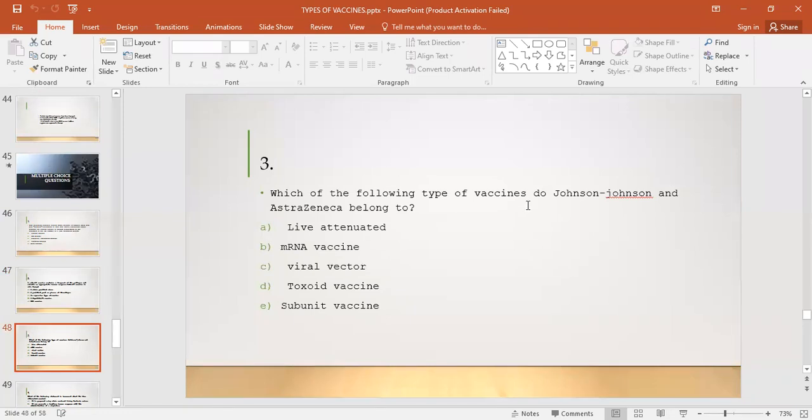Which of the following types of vaccine do Johnson & Johnson and AstraZeneca belong to? Live attenuated, messenger RNA vaccine, viral vector, toxoid vaccine, or subunit vaccine? B. B, messenger RNA is the right answer.